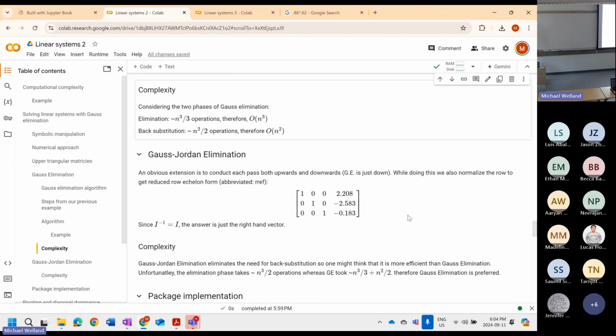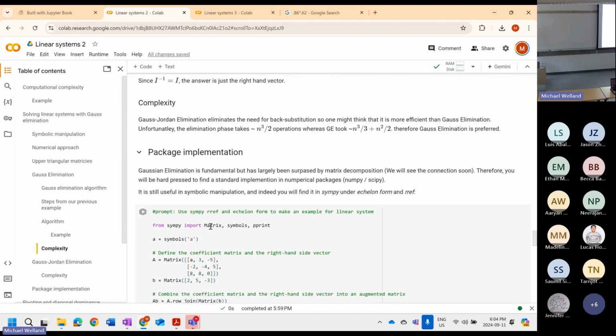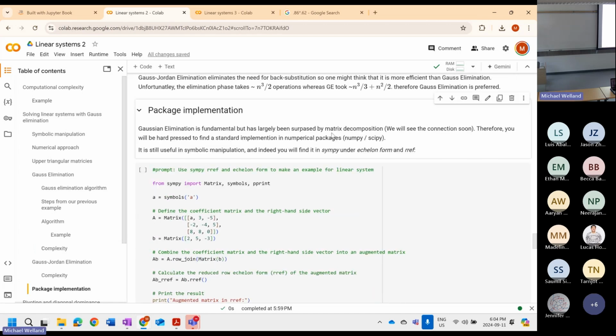So you would say, this is obviously more efficient, but Gauss-Jordan takes n cubed over 2 operations compared to Gaussian elimination, which was n cubed over 3, which therefore is more efficient when n goes to infinity. Right? This is why Gaussian elimination is kind of the go-to. It's actually LU decomposition, but Gaussian elimination is generally considered superior to Gauss-Jordan. Okay. Gaussian elimination is very fundamental, but it's basically been superseded in almost every case, to be honest, with the exception of symbolic logic.